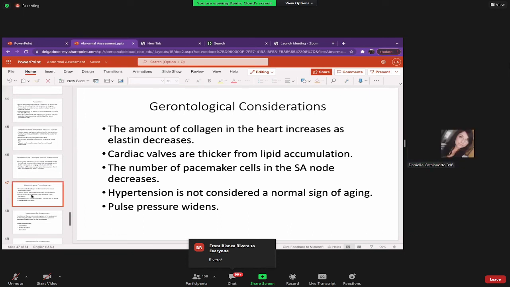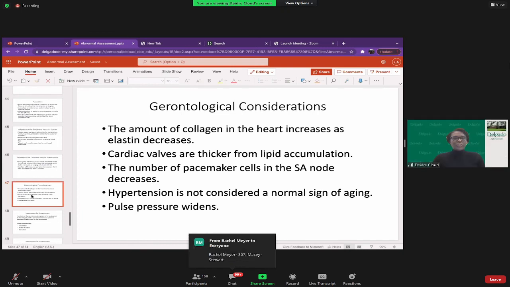I have a question, Ms. Cloud. If somebody has a pacemaker, when we auscultate, is it going to sound different than a normal cardiac assessment? I would say no, and you shouldn't really be assessing over the pacemaker. You'll assess in your regular landmarks, but no, it shouldn't sound different. Your EKG may look different, but I'm not an authority on cardiovascular.